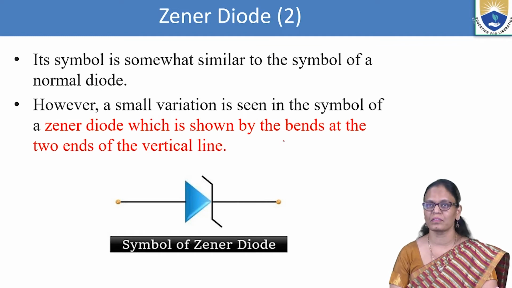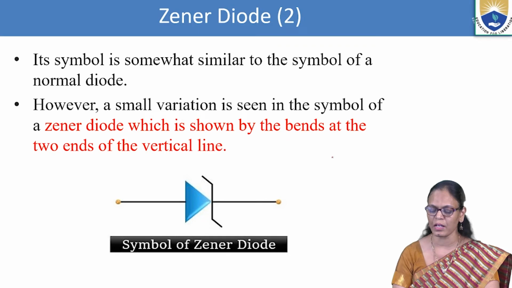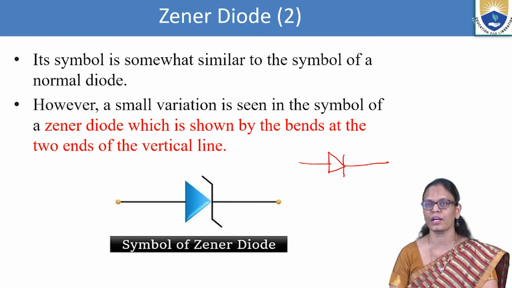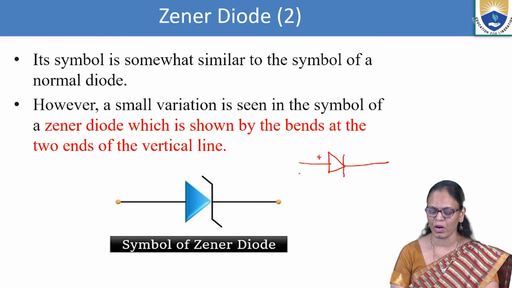Coming to the symbol, it is somewhat similar to that of a PN junction diode. If you see a PN junction diode, this is the symbol for a normal PN junction diode, a triangle with a line. This is the positive, or we say it is connected to the anode, and this is negative, we call it is connected to the cathode. This is for a normal PN junction diode.